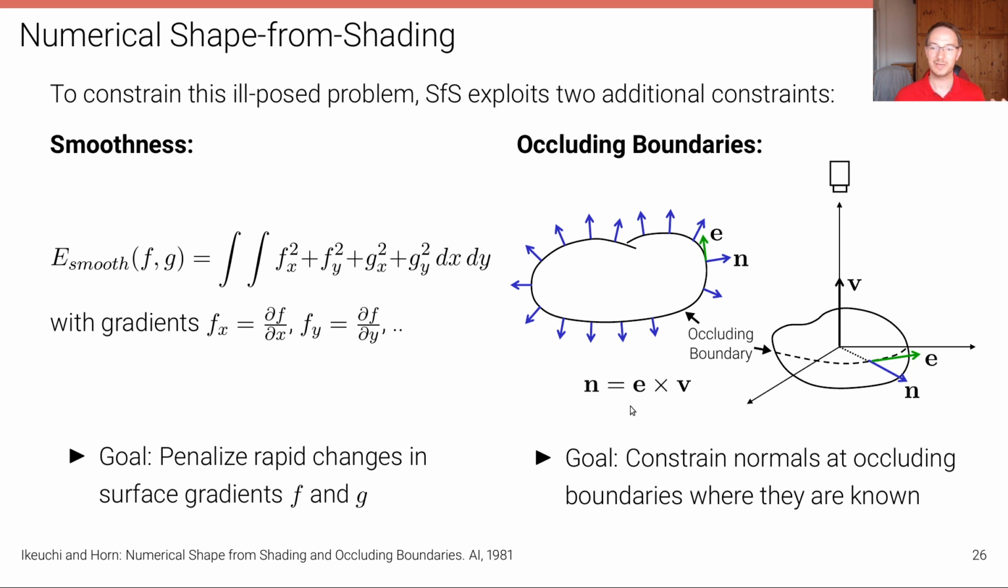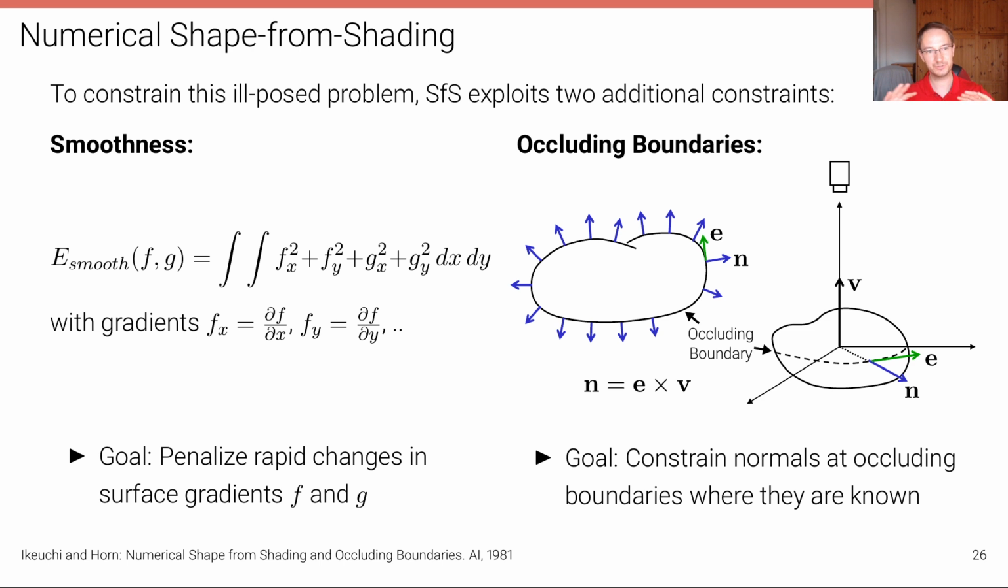So in other words, at these particular pixels at the boundary of the object, we know the normal. We know that the normal must be the cross product between the E vector, the edge, and the viewing direction. It must be orthogonal to both of them, so it must be the cross product of them. So the goal here is to constrain the normals at occluding boundaries where they are known.